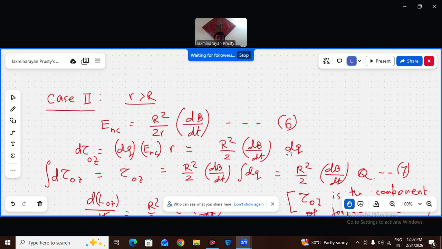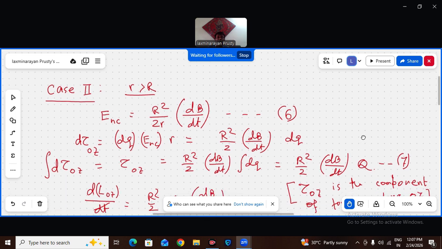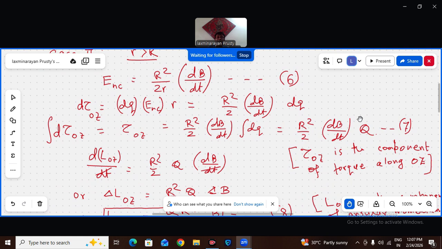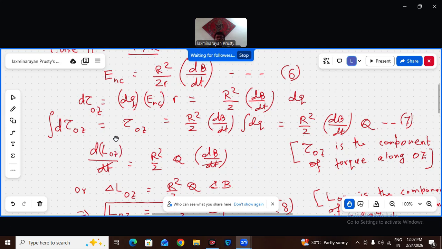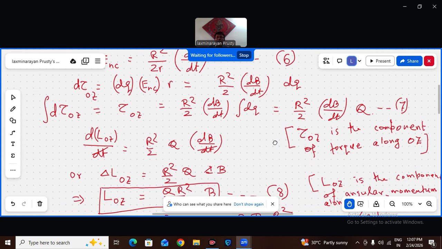So the torque seems to be constant. It doesn't depend upon small r anymore. So total torque will be simply R square by 2 dB by dt into dq integration only. It was earlier r square dq. Now it's only dq. So that becomes capital Q. So this is a much simpler expression for the outside of the cylindrical region. So then, by this whatever I discussed in the case 1, similarly dLz by dt is torque, tau z is equal to R square by 2 dB by dt into Q. dt cancels. So delta Lz is this.